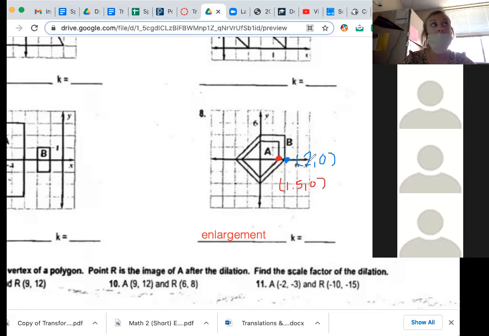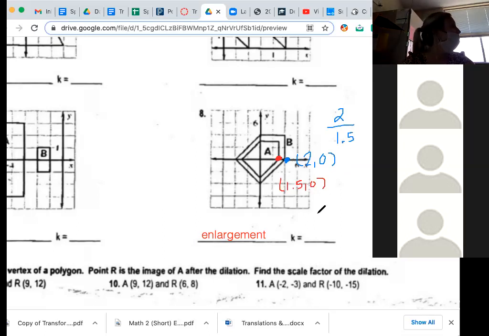I'm gonna keep it real with you. I don't know. So what's the way you can figure that out? The image, which was 2, where you ended up, over the pre-image where you started. What is 2 divided by 1.5? Yeah, I need y'all to help me. I don't know. What did you say? 1.33333, which is 4/3. I do know that. You didn't earlier. You said a half. Somebody said a half. 4/3. So we're taking A, multiplying it by 4/3, and that's how we're ending up at B.